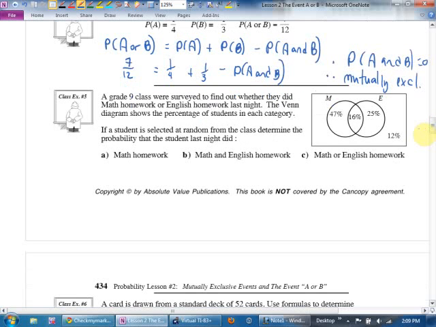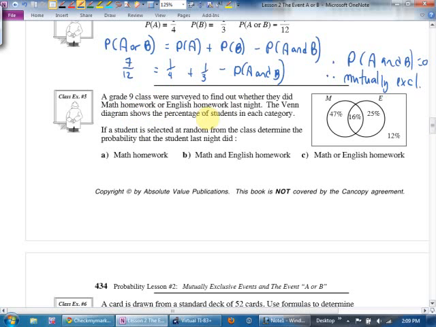A Venn diagram is very, very useful. In fact, I would say this: anytime they give me two outcomes and percentages, I go Venn diagram. Example 5. A grade 9 class was surveyed to find out whether they did math homework or English homework last night.